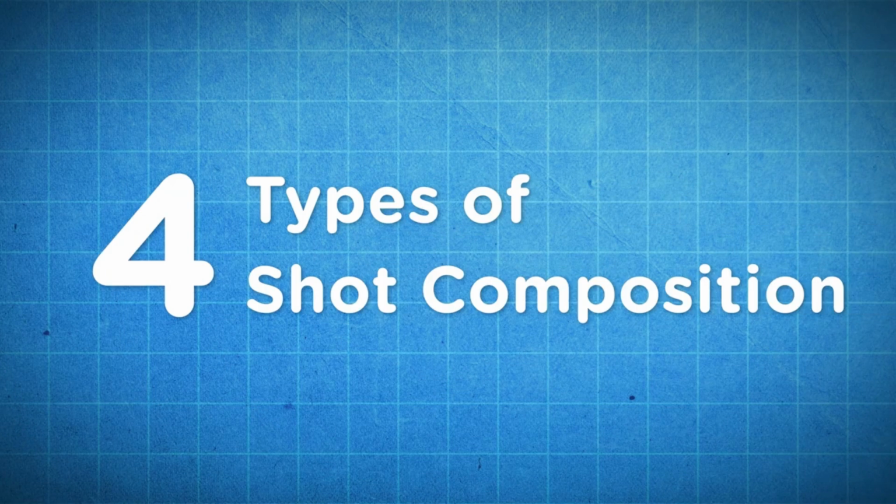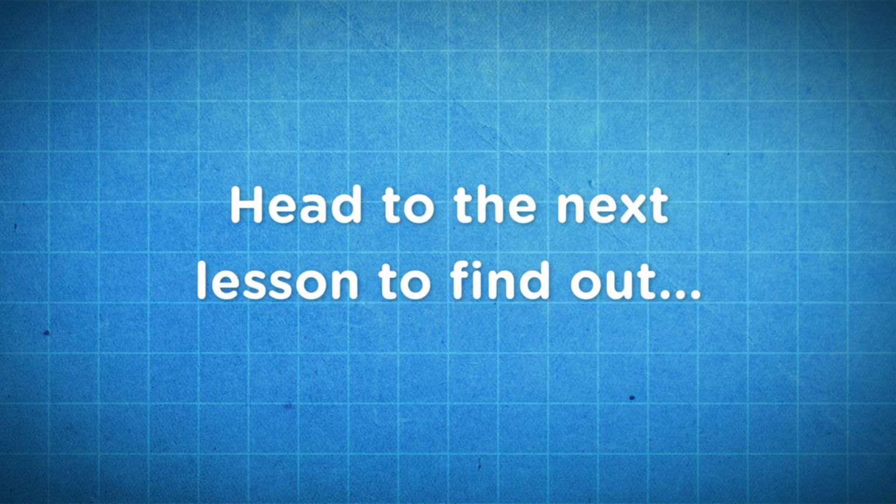So with that being said, here are 4 basic types of shot composition I want you to commit to memory. Head on to the next lesson to find out.